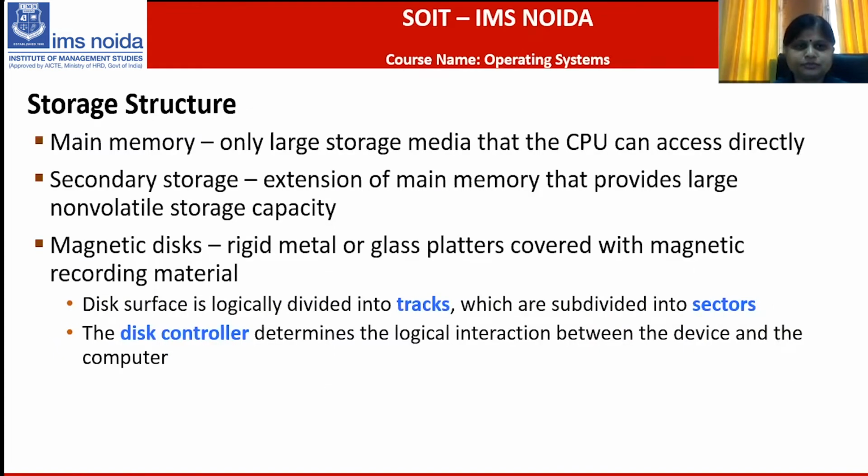Storage structure. Storage structure is a term which contains main memory, secondary storage, and magnetic disks. All these devices we generally use to save data, which is kept in the storage devices. So first is main memory, the only large storage media that the CPU can access. The second is secondary storage, an extension of main memory that provides large non-volatile storage capacity.